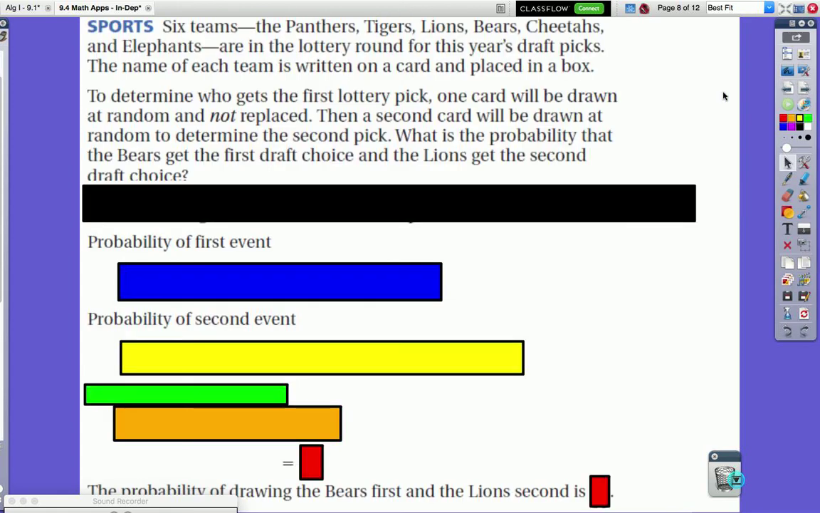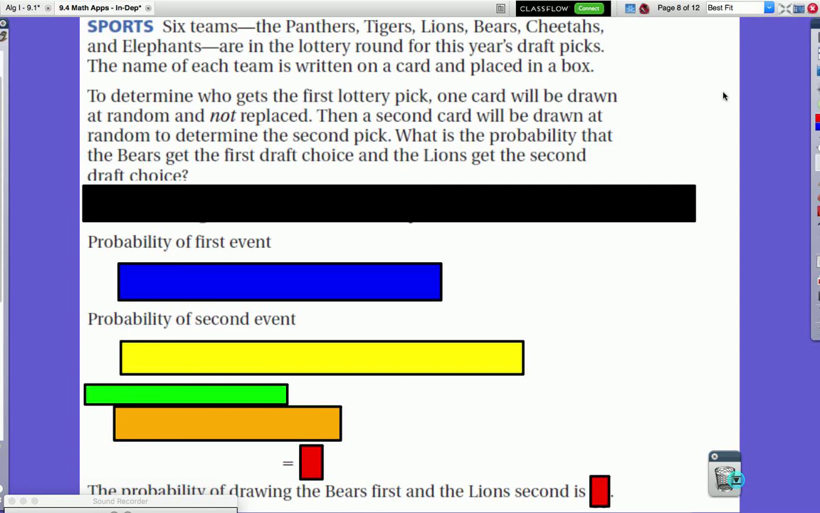Okay, 6 teams, the Panthers, Tigers, Lions, Bears, Cheetahs, and Elephants, great names, are in the lottery round for this year's draft. So this is just like a baseball draft or NFL draft. To determine who gets the first lottery pick, one card will be drawn at random and then not replaced. Right? So it's not replaced because that team is getting that pick. The second card will be drawn at random for the second pick, and so forth and so on.